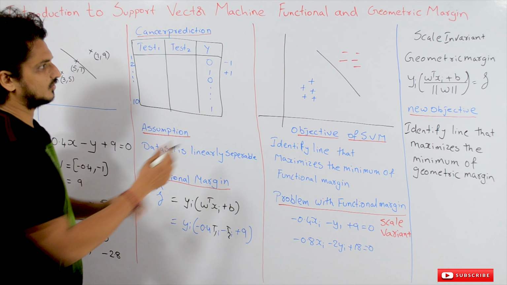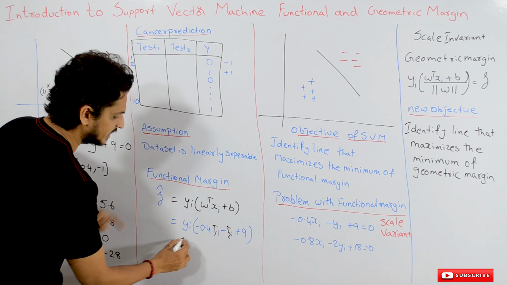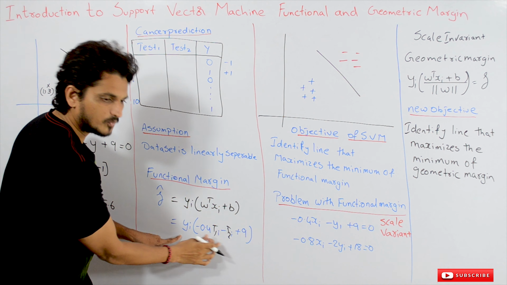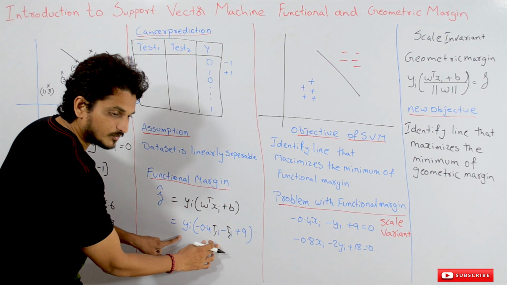So if you substitute this point in this equation, yi is a negative value. This point is on the other side of the line. So if you substitute test1 and test2 values, what's the value you will get? A negative value. That's what we discussed here. If the point is on the other side, we'll get a negative value. So negative into negative will give a positive value. The same way, suppose this is our second point. If you substitute this point, what's the yi value? Plus 1. If you substitute the test1 and test2 values in this equation, what's the value we will get? A positive value, because this point is on this side. So yi positive into positive will give a positive value.